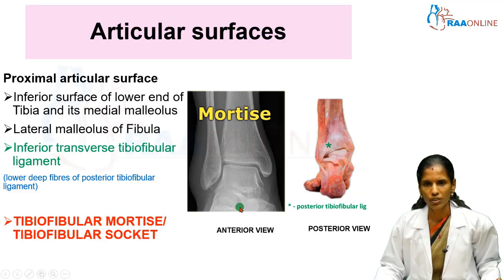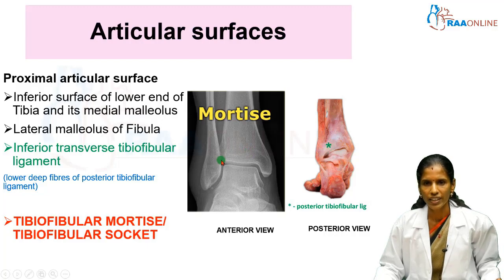To describe the articular surface, we are dividing the articular surface into proximal and distal aspect. On the proximal aspect, the articular surfaces are formed by the inferior articular surface of lower end of tibia along with medial malleolus. Laterally, it is formed by the lateral malleolus of fibula. In between these two bones, on the posterior aspect, there is one more important structure which is not bony in origin. This ligament which you see in this picture is the inferior transverse tibiofibular ligament, which is nothing but the lower deep fibers of the posterior tibiofibular ligament.